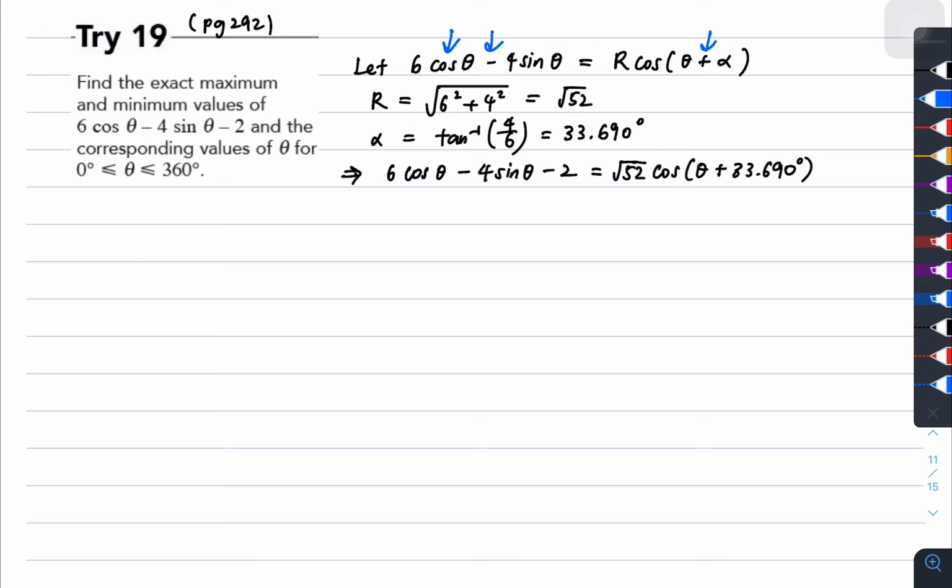Okay, so inside the bracket will need to be flipped. Now I need a minus 2 on the outside. First, that one is left outside. What I did is to do the R formula for this only. The 2 is still outside.